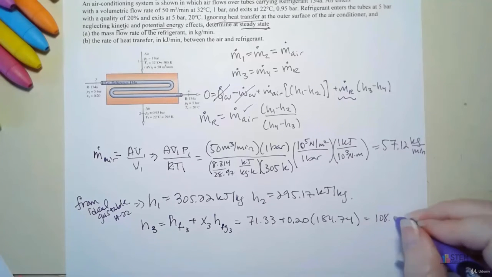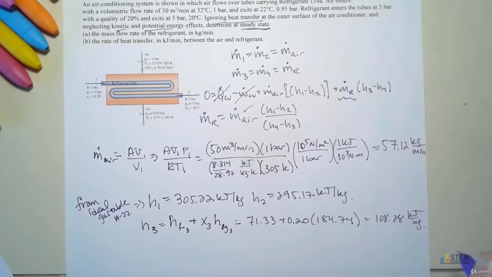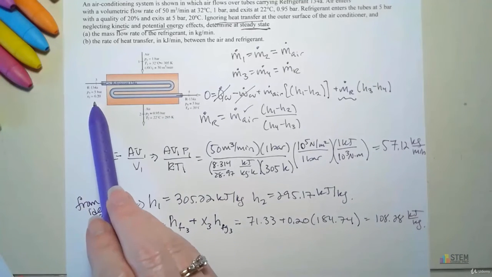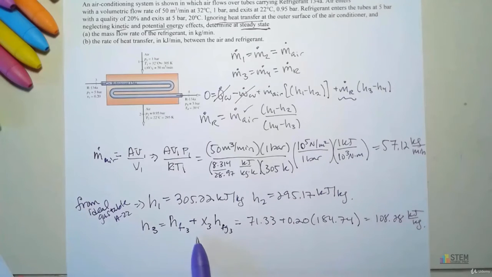That gives you 108.28 kilojoules per kilogram for H3. Now, again, anytime you're given quality, that should typically lead you to this equation.